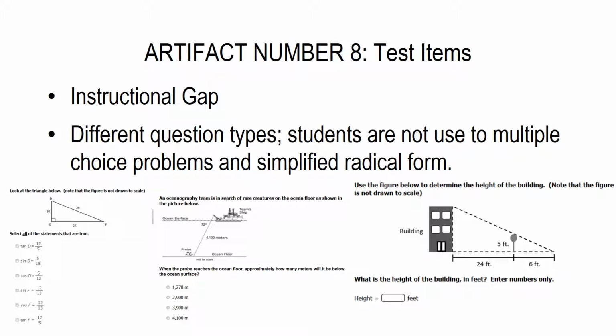For number 8, we had test items. These were actually questions pulled from a unit test given to students. And we identified this as an instructional gap where there are different question types they're not used to. For instance, looking at typing in. These were computerized questions that were maybe harder for students. And also that students were not used to using multiple choice problems from instruction and the simplified radical form.